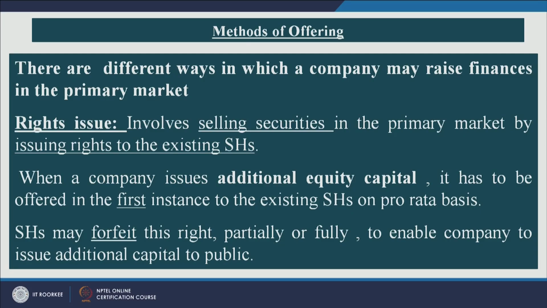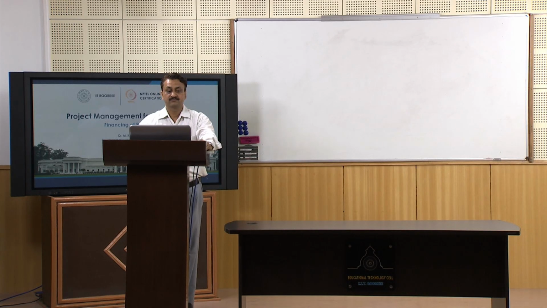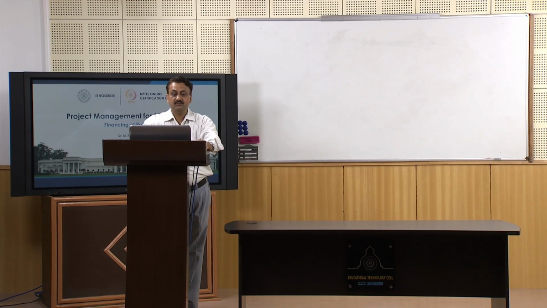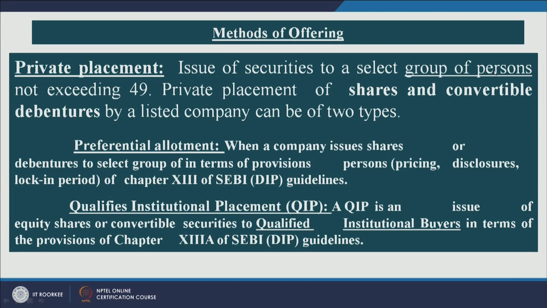When a company issues additional equity capital, it has to be offered in the first instance to the existing shareholders on a pro rata basis. This is what we have already seen. Shareholders may forfeit this right partially or fully to enable the company to issue additional capital to the public. The other methods of offering are private placement. Private placement can be to a select group of persons. It can be preferential allotment or qualified institutional placement.